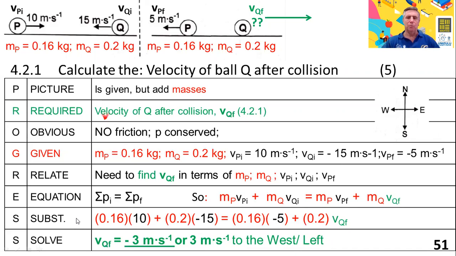Now, how is this marked? 1 mark for the conservation of linear momentum equation, 1 mark for your substituting on the left, 1 mark for substituting on the right, 1 mark for the correct answer of 3 meters per second, and 1 mark for the correct direction. Not too difficult, you just have to keep track of all your quantities carefully.